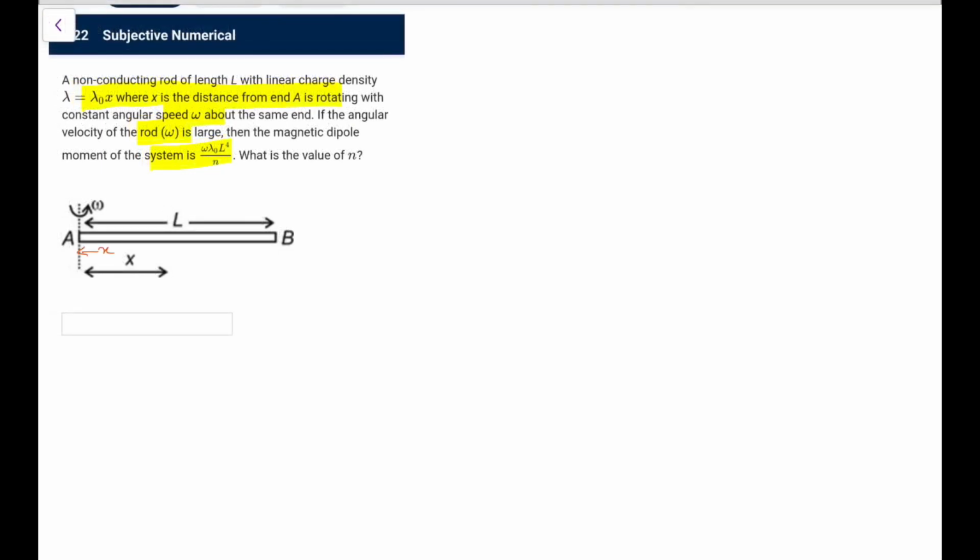Next. A non-conducting rod of length L and linear charge density proportional to x, where x is the distance from one end, is rotating with constant angular speed omega about the same end. If the angular velocity is large, then the magnetic dipole moment of the system is... Okay. So for the magnetic dipole moment of the system, let us take at a distance x a small dx. So what is the charge dq on this?